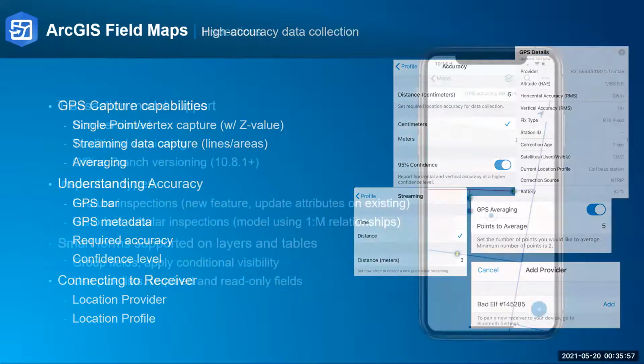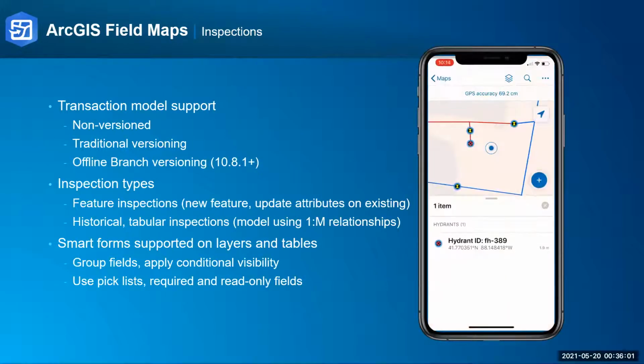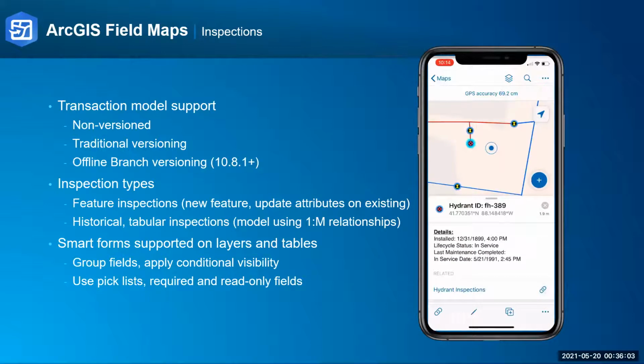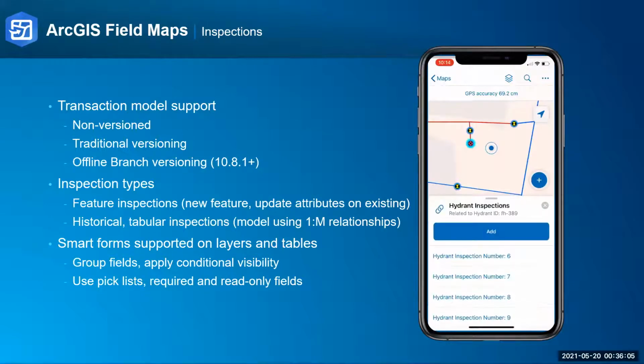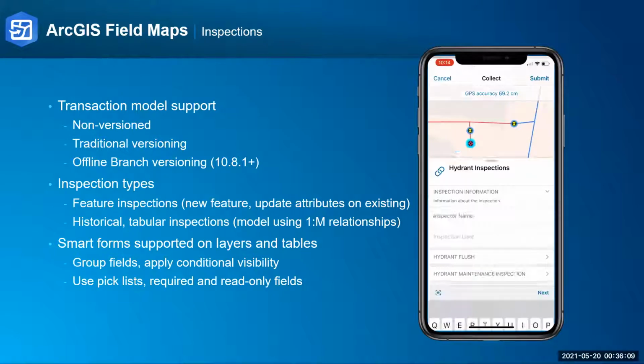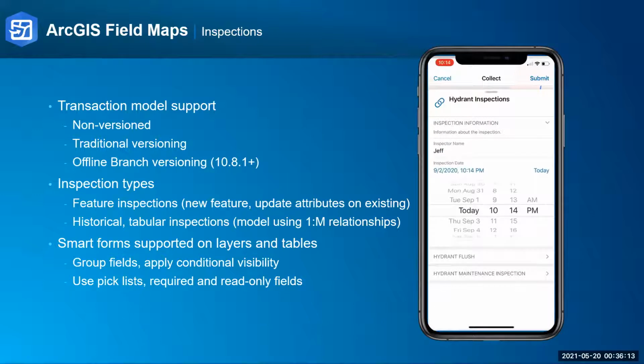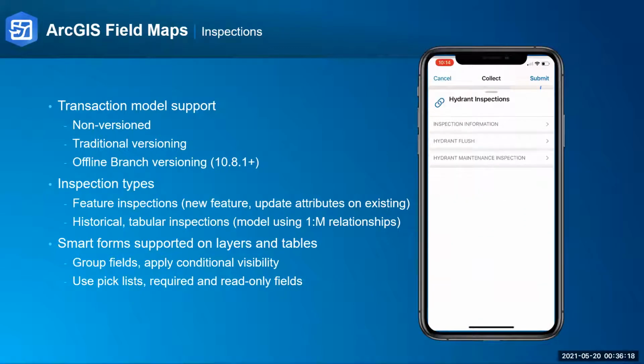So moving on, just about inspection workflows with Field Maps. We're bringing new capabilities to your inspection workflows now. When you invest in the system of record, we're going to provide you the transaction model support you need to effectively manage change. So we know that understanding the history of previous inspections is important when you're connected or in a disconnected environment.